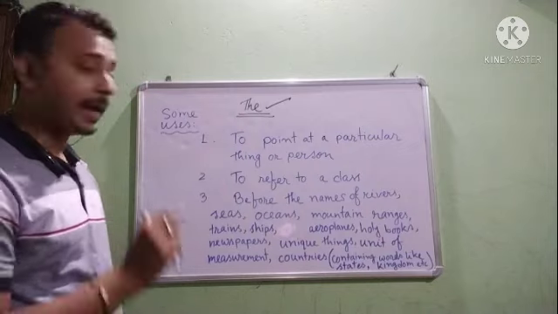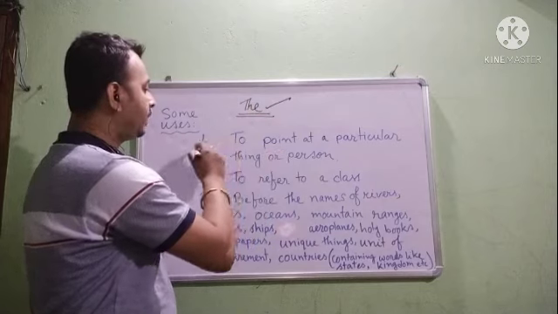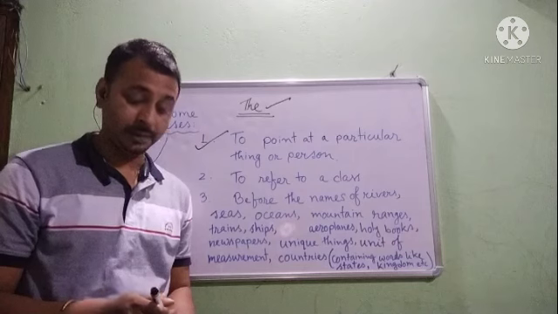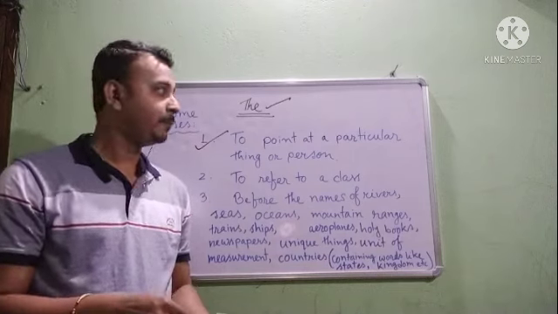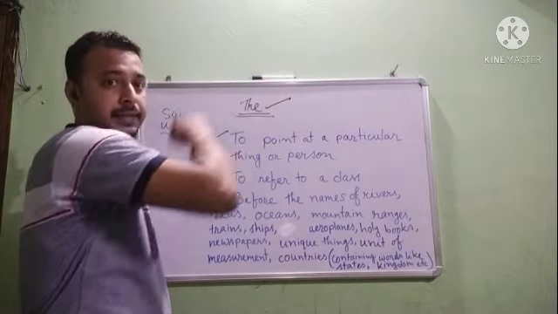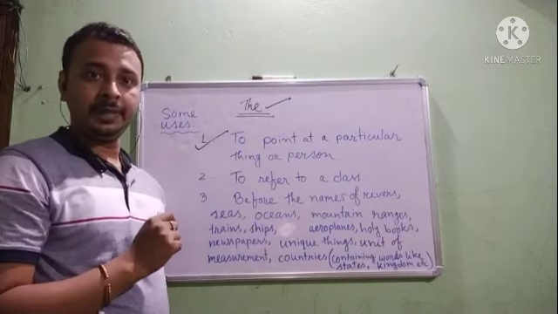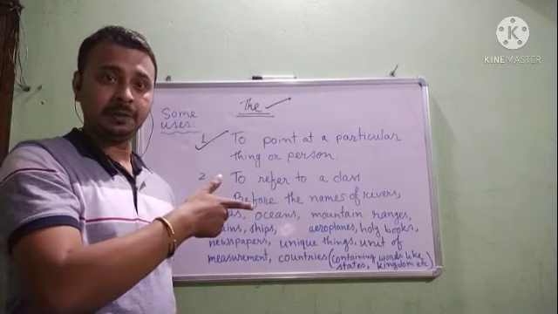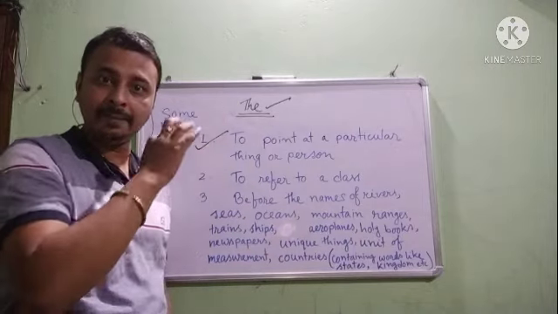Let's see. The is used basically to point at a particular thing or person. So how does it point at a particular thing or person? Particular means special. For example, suppose I keep a marker here on the board. This is the marker. Now if I say, give me the marker on the board, that means I need only the marker on the board. I have particularly mentioned only about that marker. So give me the marker on the board.